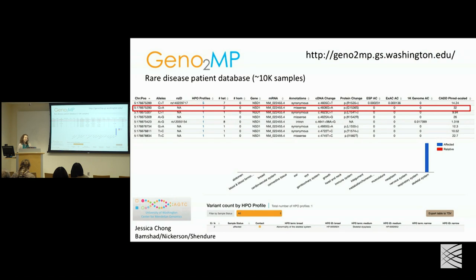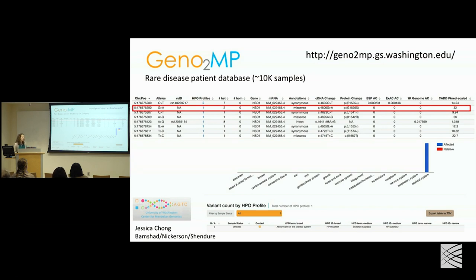There is a database that is trying to do that. It's called Geno2MP, and I just wanted to mention it briefly. It has about 10,000 rare disease patient exome data in it, and it's where you can go and look up your variant of interest, and you can actually click on the variant, and you can get 1 or 2 HPO high-level phenotype terms associated with that variant.